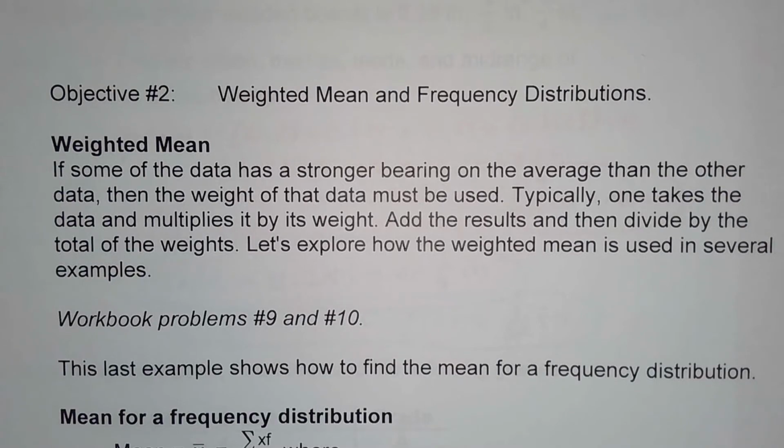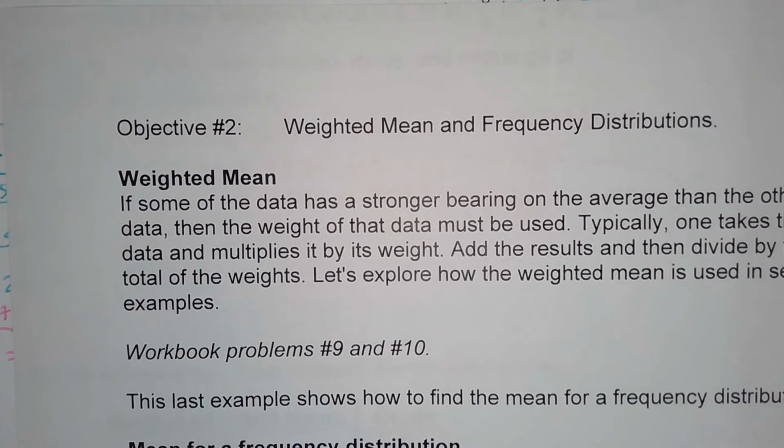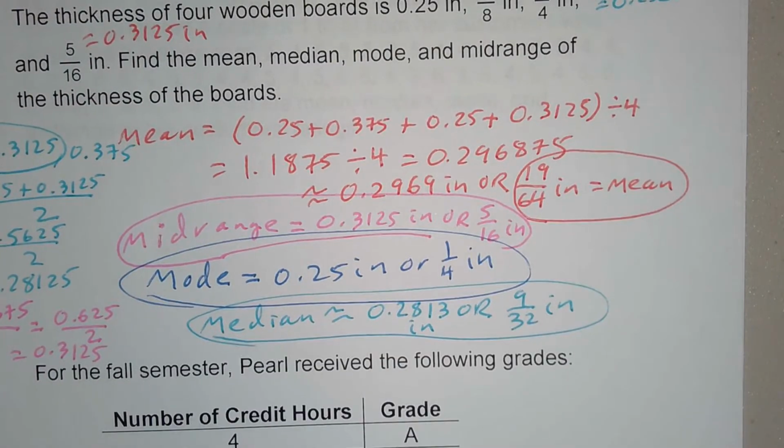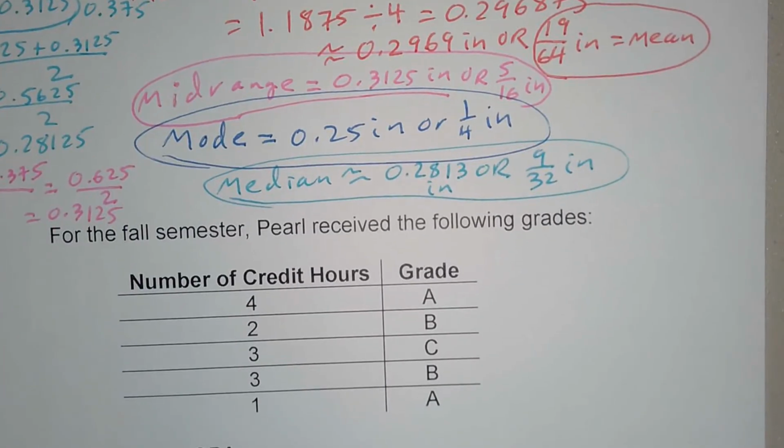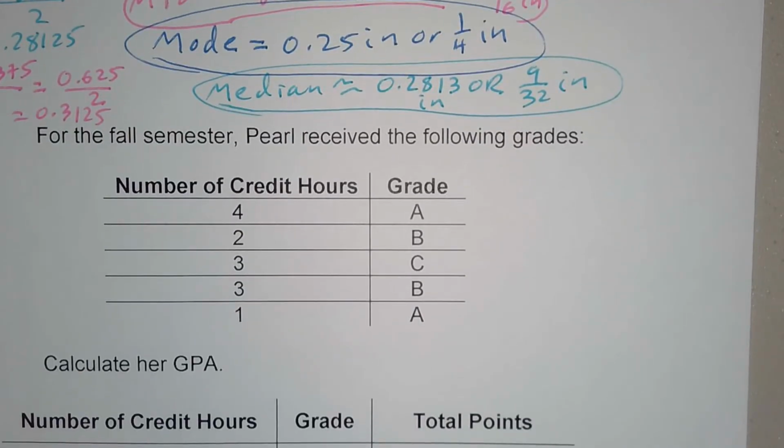So we're going to go to our workbook, page 164, and take a look at problem number 9. For the fall semester, Pearl received the following grades. She had a 4-credit course and received an A. A 3-credit course, she received a B. A 2-credit course, she received a B. A 3-credit course, she received a C. For another 3-credit course, she received a B. And for a 1-credit course, she received an A. We're going to calculate her GPA.